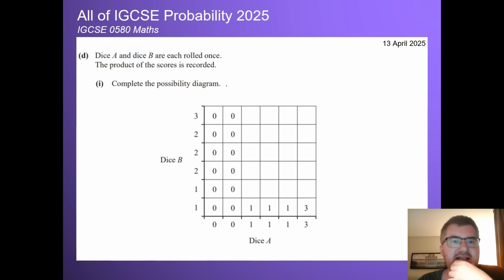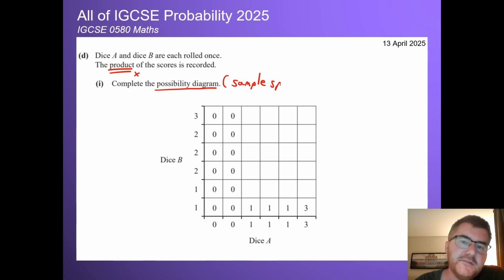Okay, part D, dice A and B are rolled, each rolled once. The product of the scores is recorded. Important word, product. So when it says product, it means multiply together. Complete the possibility diagram. Also known, I use the phrase sample space, but some teachers will use the phrase possibility diagram as well.